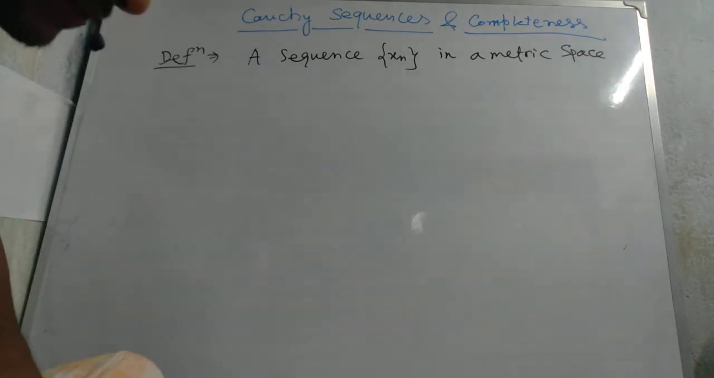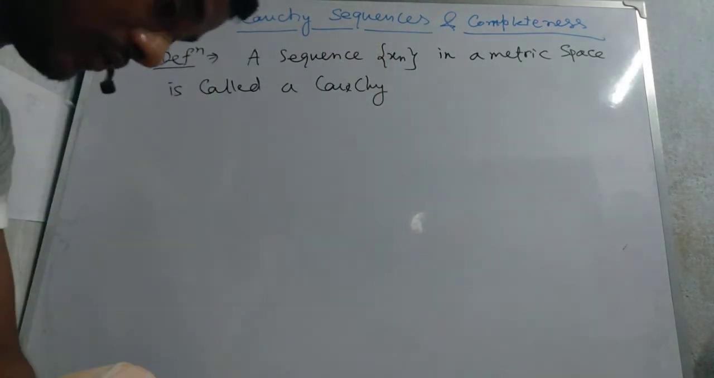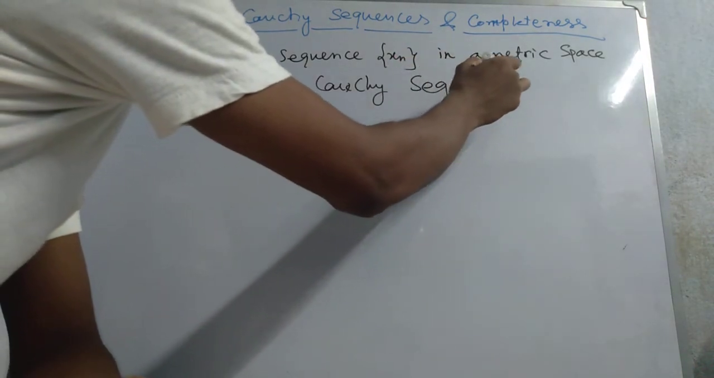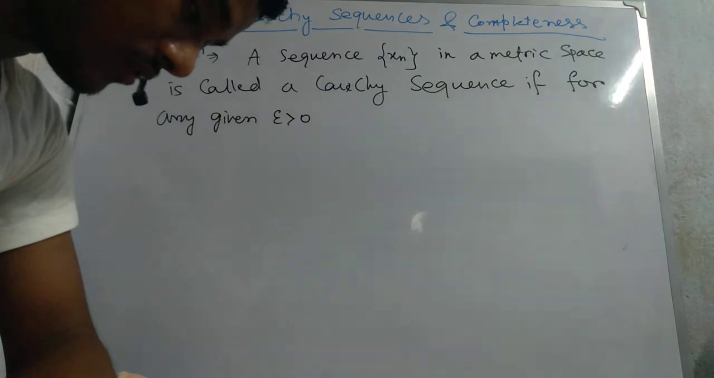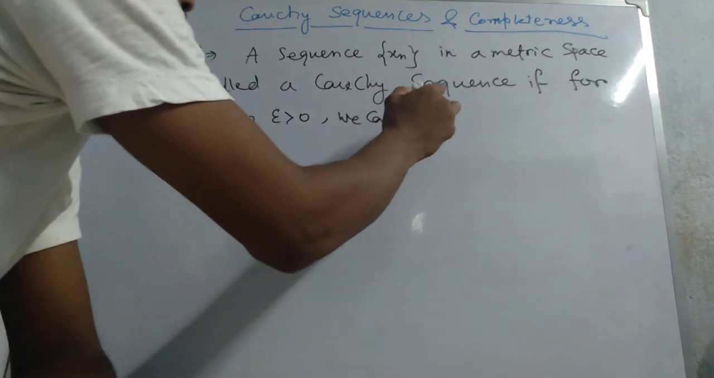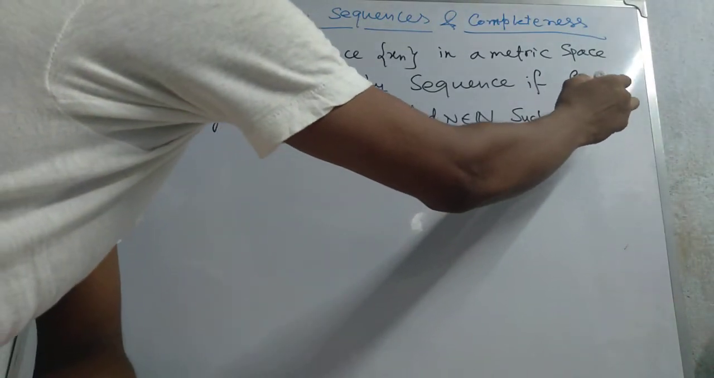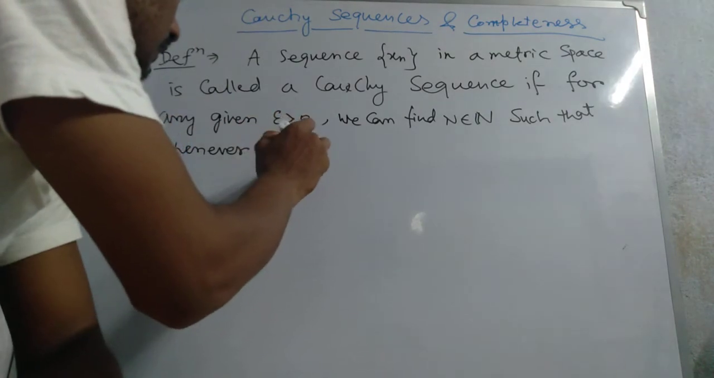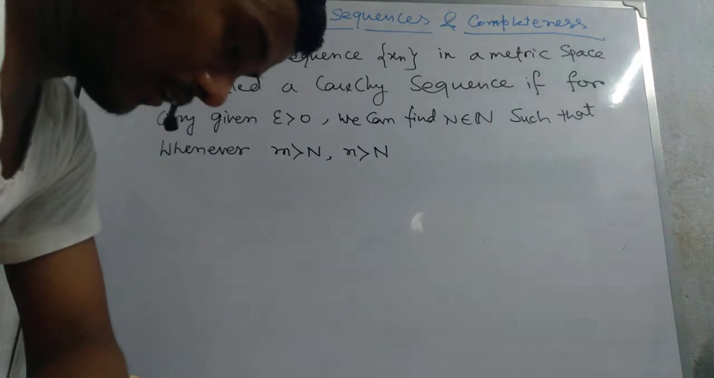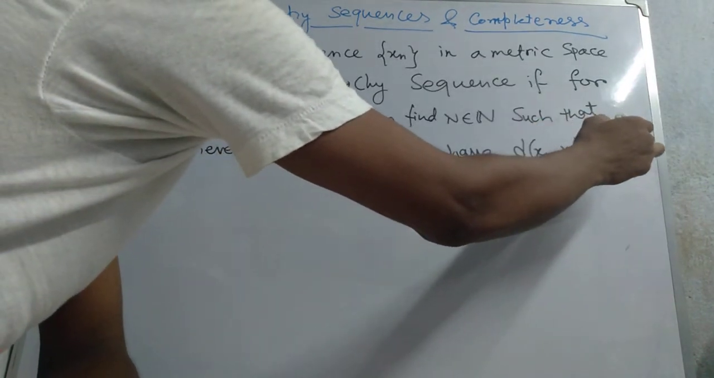A sequence x_n in a metric space is called a Cauchy sequence if for any given epsilon greater than 0, we can find N belongs to capital N such that whenever m greater than N and n greater than N, we have d of x_m, x_n less than epsilon.